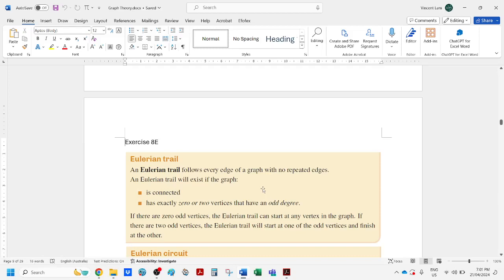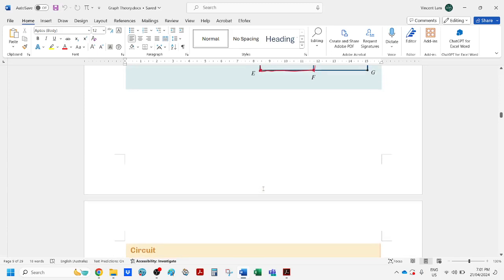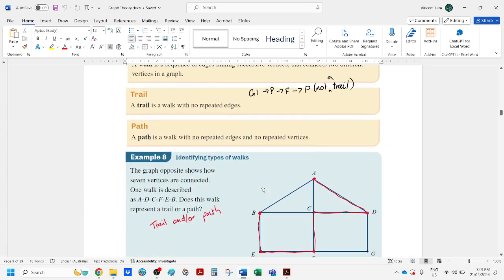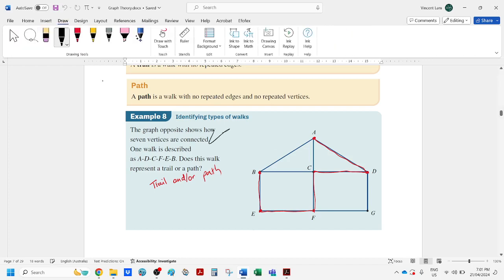Alrighty, hello everyone. This lesson we're working on exercise 8E. But before we move on to that, I just want to scroll back to 8D. Now, last lesson at example 8, I said, as you can see here, it says trail and or path. However, unfortunately, that's not quite right. There is a small condition, and I didn't get it right the first time, but there's my pen.